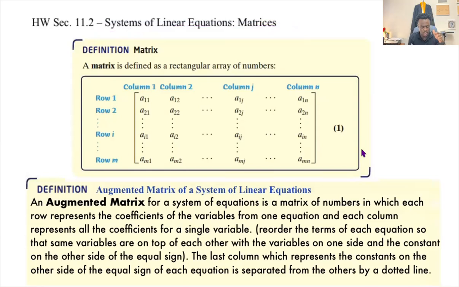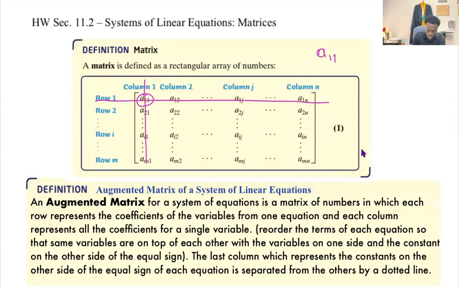A matrix is a rectangular array of numbers, or a table that has numbers, right? But each number has a significance, like there is a meaning for each number. That's what I meant. So, let's say, for example, this number right here is the number in the intersection of row one and column one. So that's why you see that it's A11.